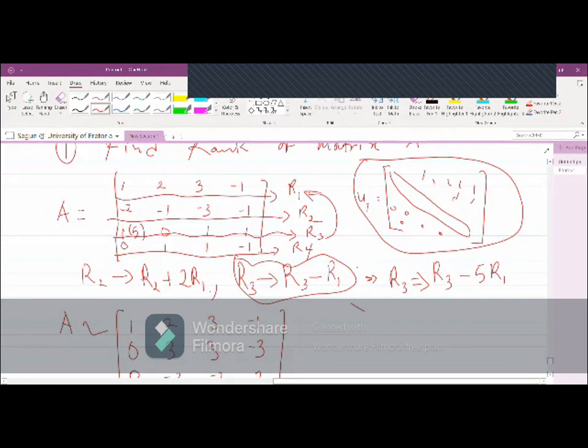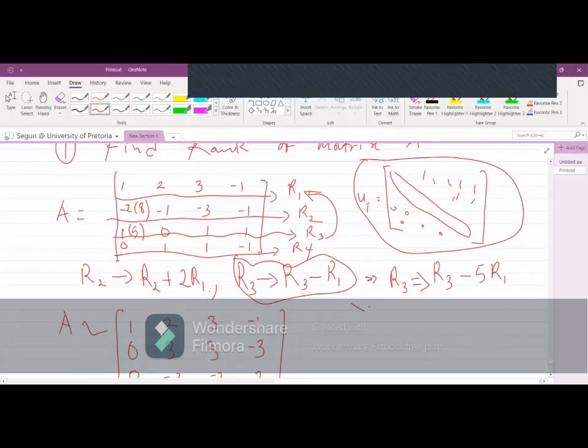So now, what will happen if this place turns to 8? What will happen? R3 minus 8R1. Let me clean R3 so that you will know what I'm saying. If R2 now turns to 8, that will be R2 minus 8R1. You can see now. Is it difficult? It's not difficult.